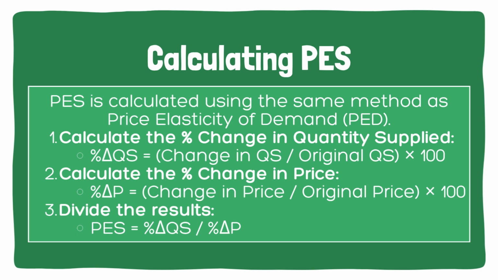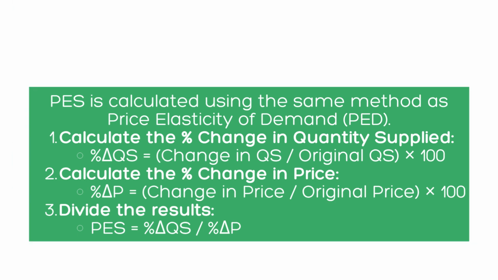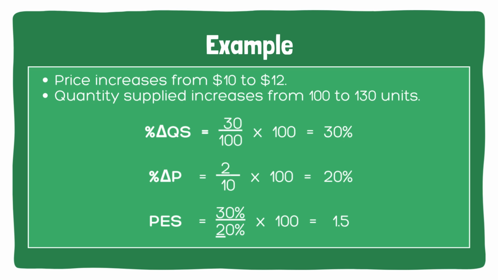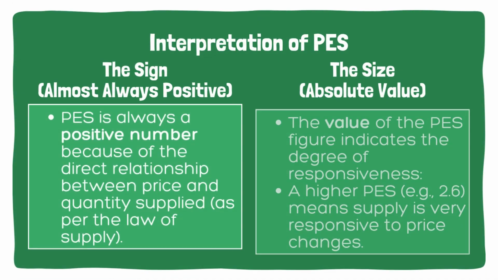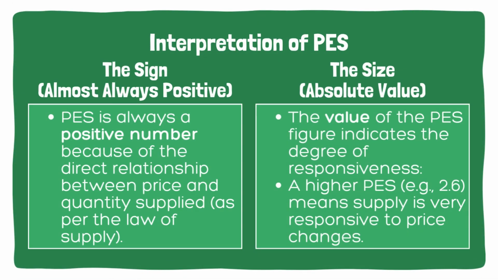To calculate PES, we use a method similar to that for price elasticity of demand, except this time we focus on the producer's side. We calculate the percentage change in quantity supplied and divide it by the percentage change in price. For instance, if the quantity supplied rises from 100 units to 130 units, when the price increases from $10 to $12, the percentage change in quantity supplied is 30%, while the percentage change in price is 20%. Dividing these gives us a PES of 1.5, meaning that a 1% rise in price will cause a 1.5% increase in the quantity supplied. Since price and quantity supplied move in the same direction, PES is always a positive value.